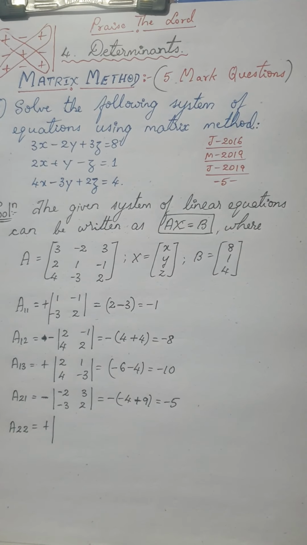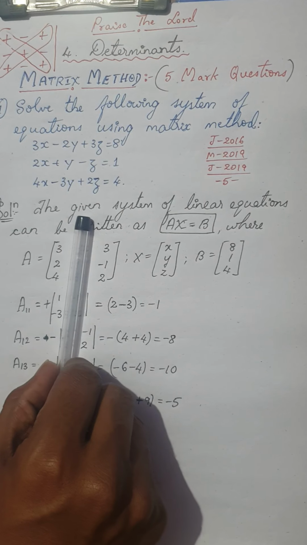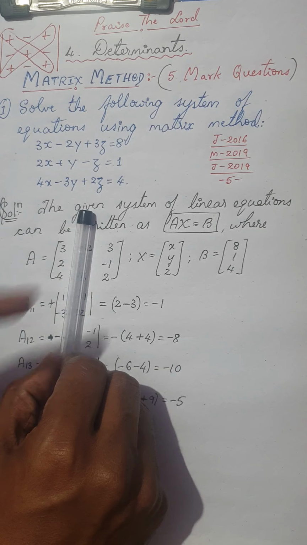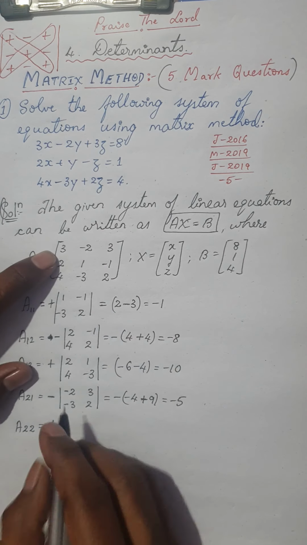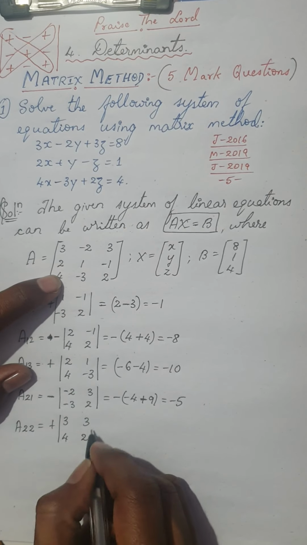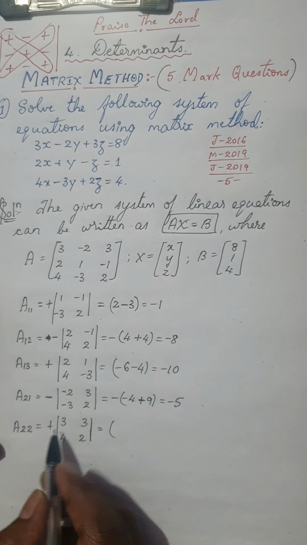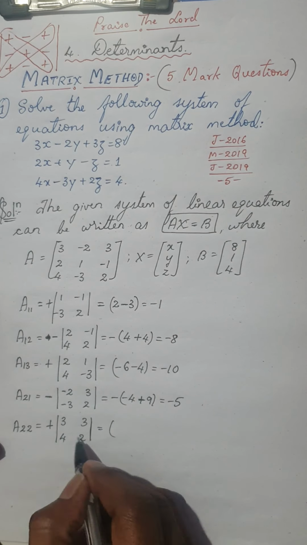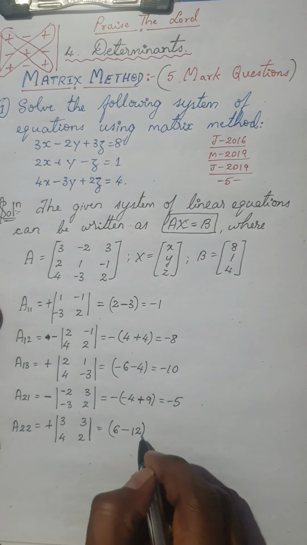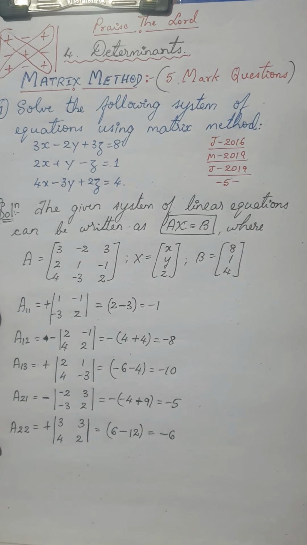A22, the sign is plus. Is it clear? So this is the element A22. Take away the row and column. I will be having 3, 3 and 4 and 2, because taking away the row and column the element is contained in. So this is nothing but, outside is plus. You need not worry. 3 2s is 6, minus 4 3s is 12. What is 6 minus 12? It is minus 6. Is it clear?